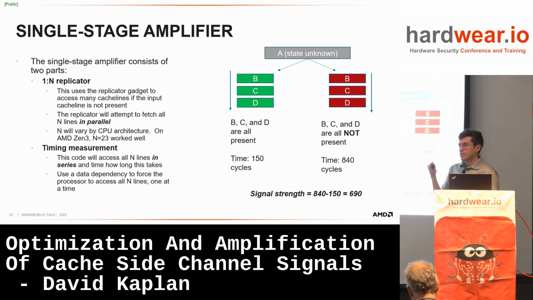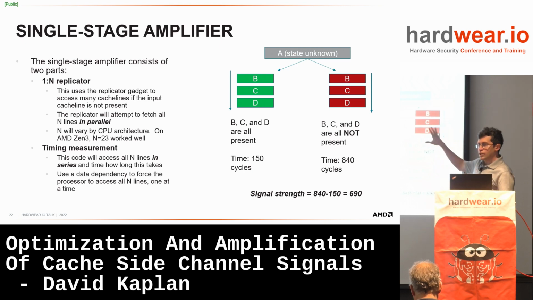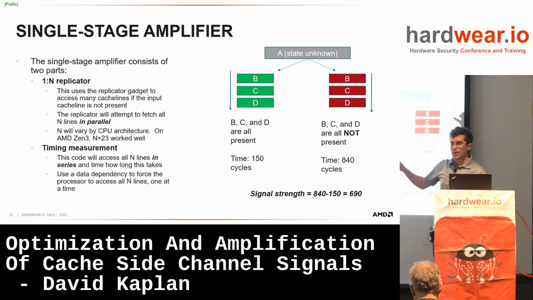In the part that I used for testing, which was an AMD part, I could actually fetch about 23 cache lines during speculation based on a single cache line. For the picture here, I've just shown 3, for example. So the idea is that we run this gadget, and we're in one of these two conditions: either B, C, and D are all present, or they're all not present. And when we do our timing measurement, we've now increased our signal strength to about 700 cycles. So not bad.